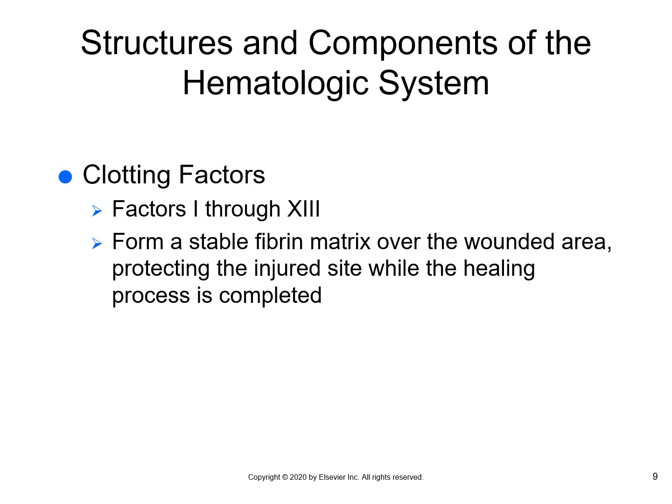Clotting factors, so we have factors 1 through 8. These help the platelets when there's a break or injury and there's bleeding. They help the platelets with the clotting cascade. What the clotting factors do is form a stable fibrin matrix over the wounded area and protect the injured site while the healing process is being completed.